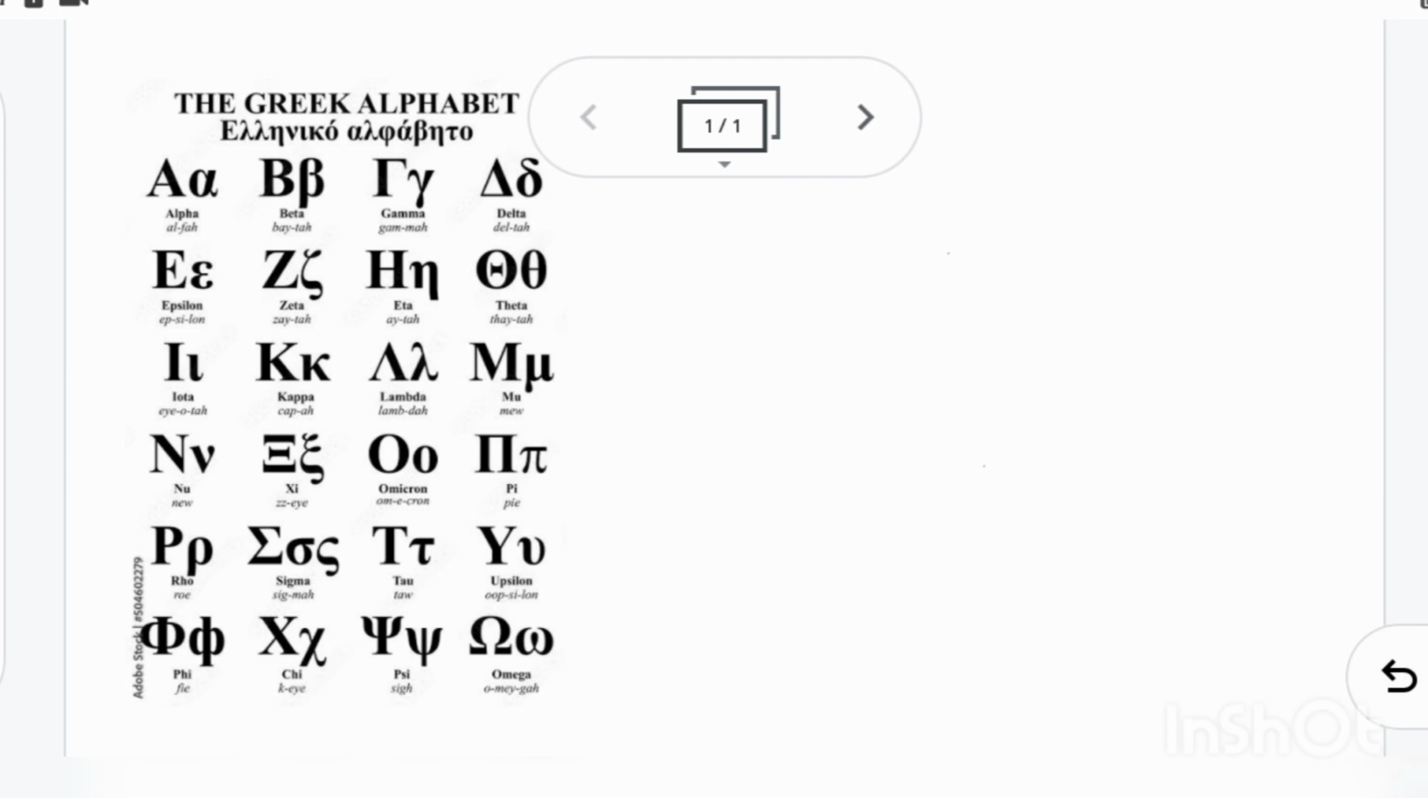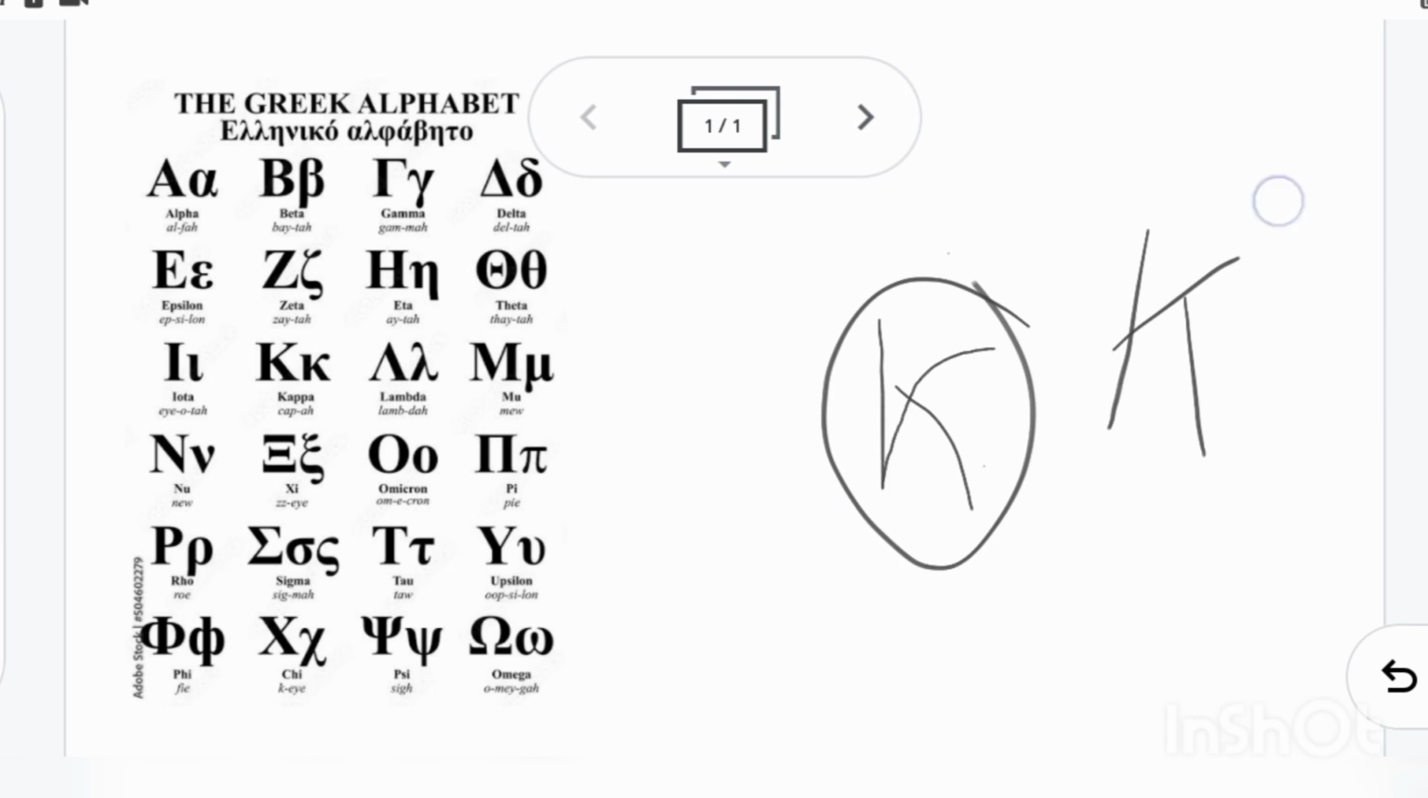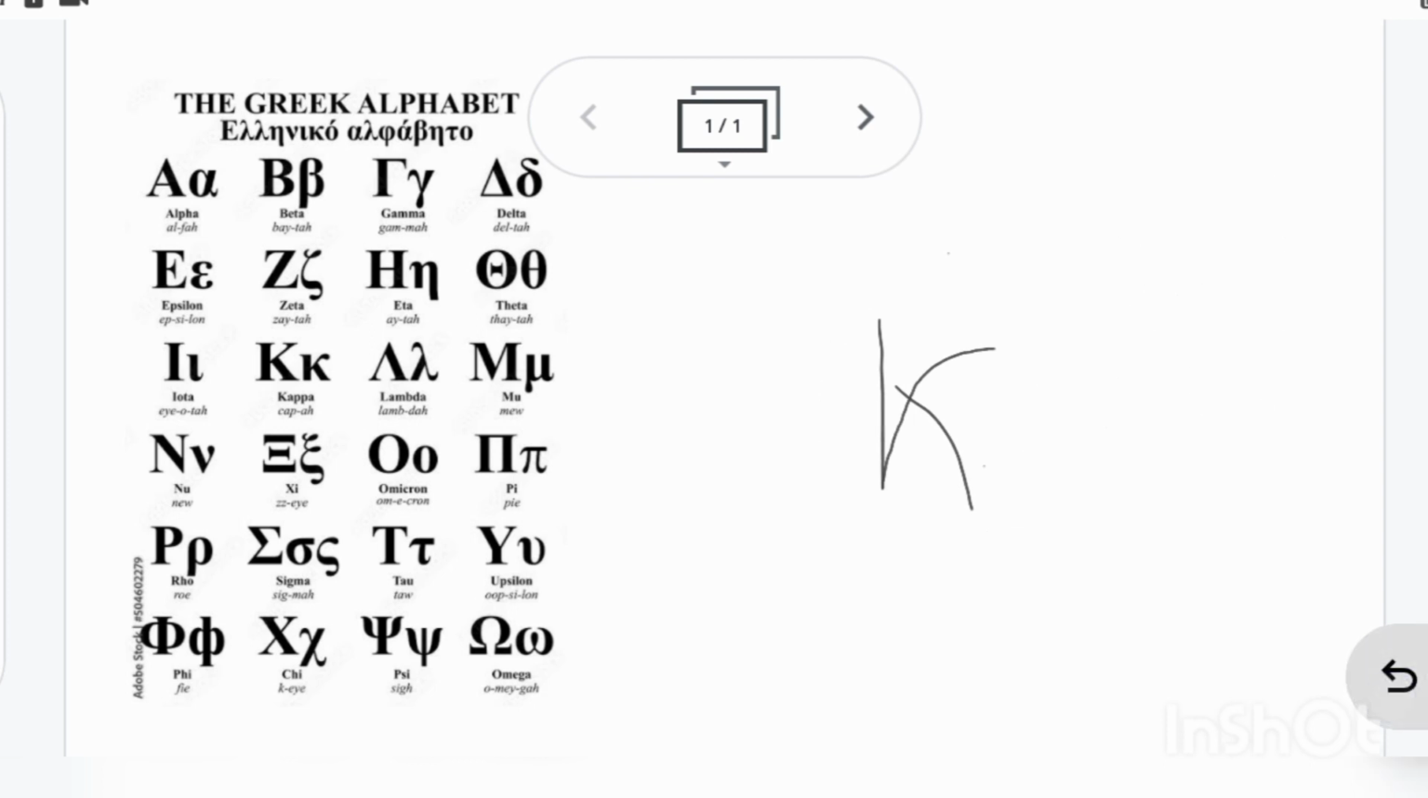Then coming to kappa. Capital K is the same as capital kappa, but the small kappa is different because it looks like this. Some people just write like this also. Both are correct, but better you go with this one because sometimes we confuse it with a small k, or the capital K. So going with this is better.